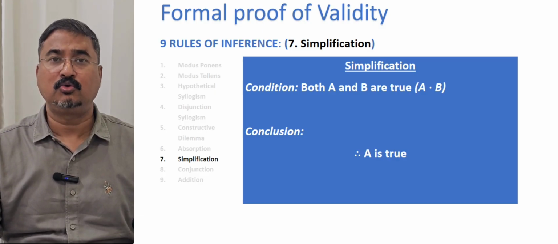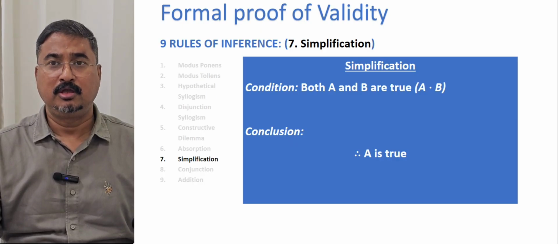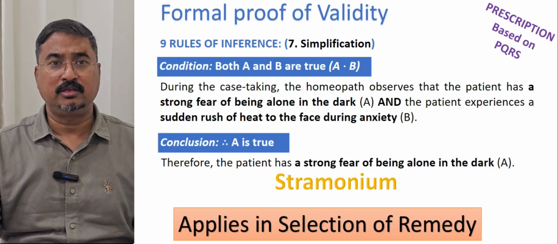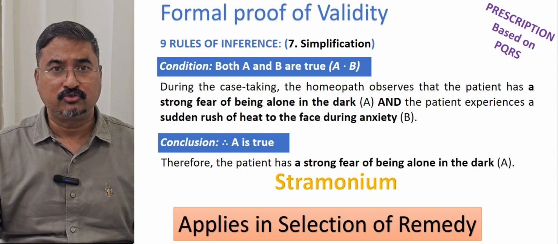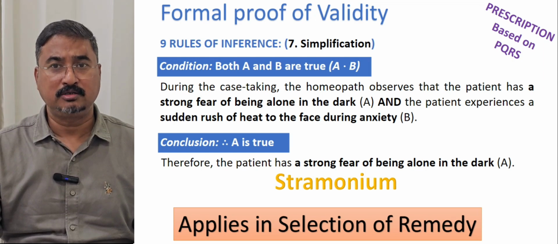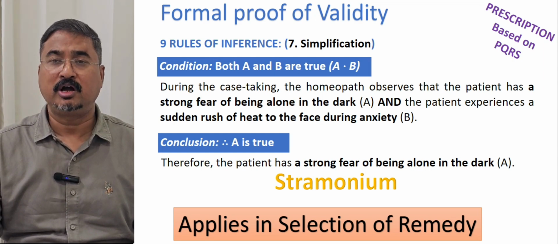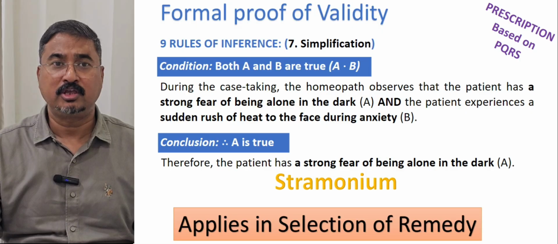Let us understand the rule of simplification with a homeopathic example. Suppose that during case taking, the homeopathic researcher observes two important symptoms in the patient. The patient has a strong fear of being alone in the dark, and the patient experiences a sudden rush of heat to the face during anxiety.